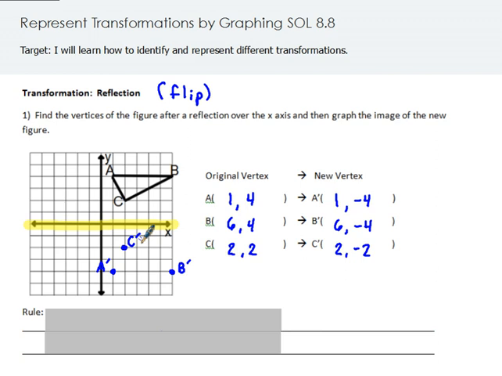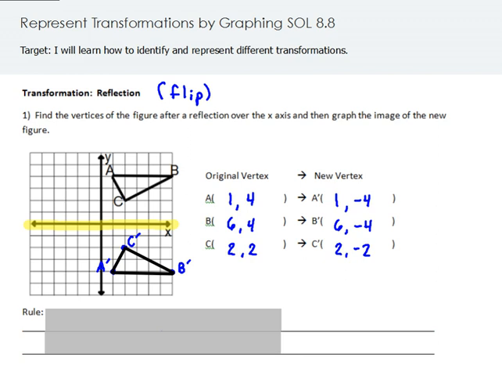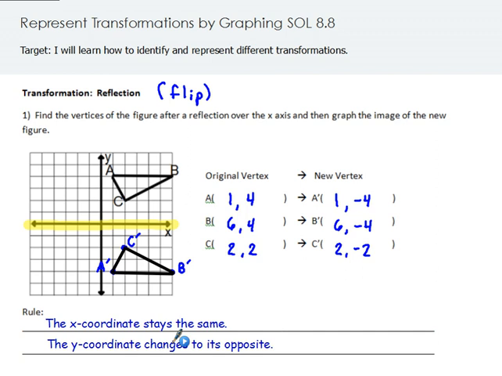And that's C prime. So you're going to take your straight edge, connect A to B, B to C, and then A back to C. And if we did this correctly, our triangle should be flipped over the x-axis, which it is, and it should be the mirror image. So basically an upside down triangle ABC. So take a couple seconds here, write down the rule. What happened to the x's? The x coordinate always stays the same. And then the y coordinate always changes to its opposite.